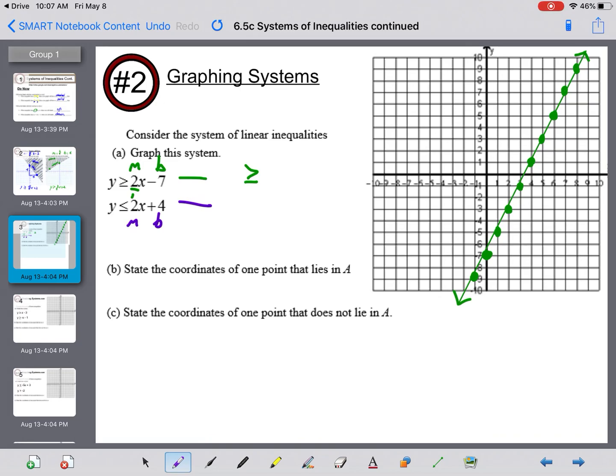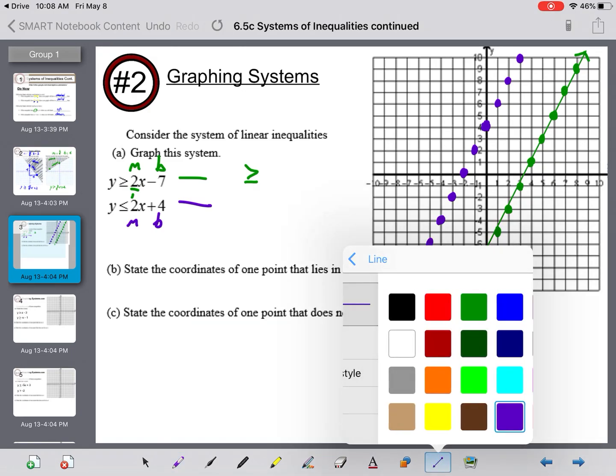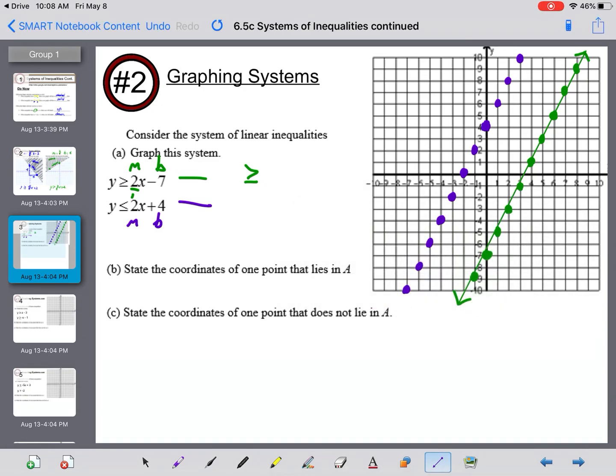So again, we have an M and a B, but this time the purple inequality starts at +4, crosses the y-axis at +4. And then our slope again is 2/1, so up 2 to the right 1 each time. Now, this time it's the less than or equal to symbol. Again, we're going to use that solid line.